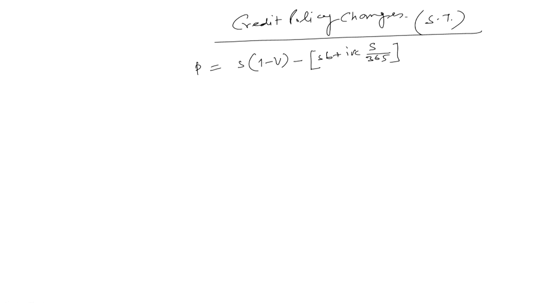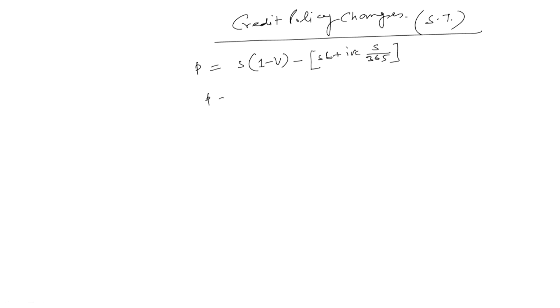So this is the model available here, that is P is equal to S into 1 minus V, minus S B, plus I V C into S by 365. This is a small s, not the capital S. So this is the model. With the help of this model we can evaluate the credit policy changes and the incremental sales we are going to have because of relaxing the credit policy.